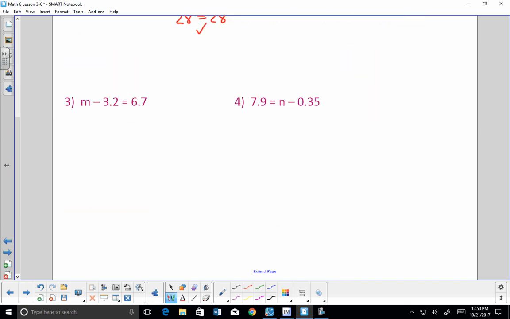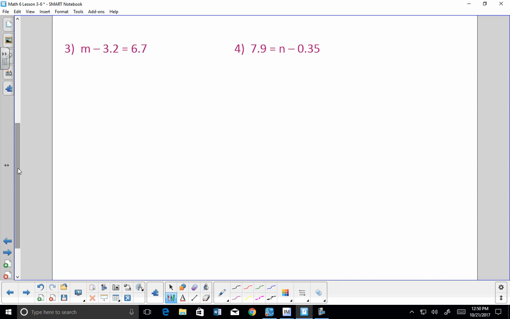It doesn't matter if you have decimals or whole numbers or fractions, the rules stay the same. If I subtract something from my variable, to get my variable by itself, I must add the same thing to both sides of the equation. Absolutely every single time, if you do something to one side of the equation, you must absolutely, positively, every single solitary time, without fail, do the same thing to the other side of the equation. If you don't, it will not be balanced.